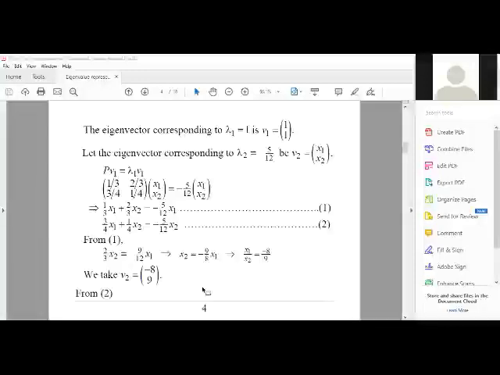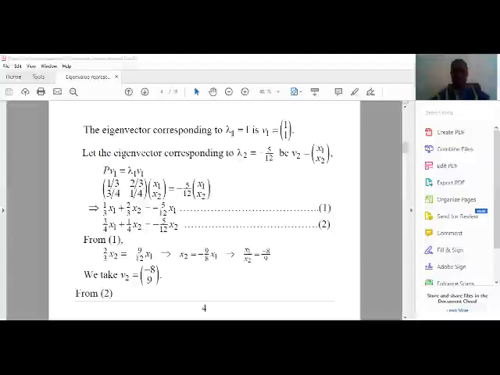The next thing we have to do is to determine the eigenvectors. Always the eigenvector corresponding to the eigenvalue one is a vector containing just one, one. The eigenvector corresponding to the eigenvalue one. As I told you, always one of the eigenvalues is one, when you are dealing with a transition probability matrix. And the eigenvector corresponding to that eigenvalue one is the vector (1, 1).